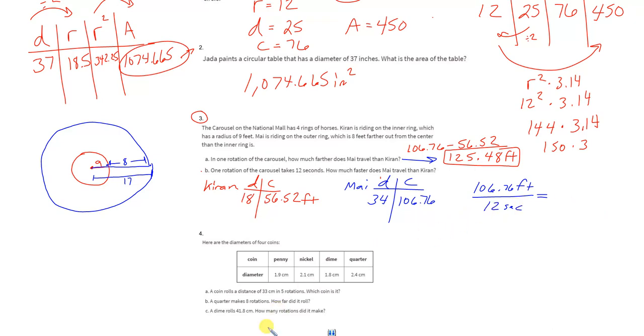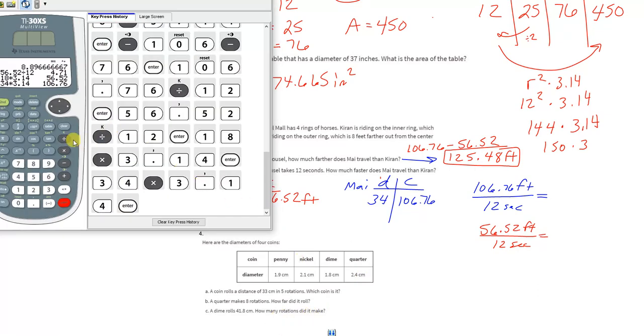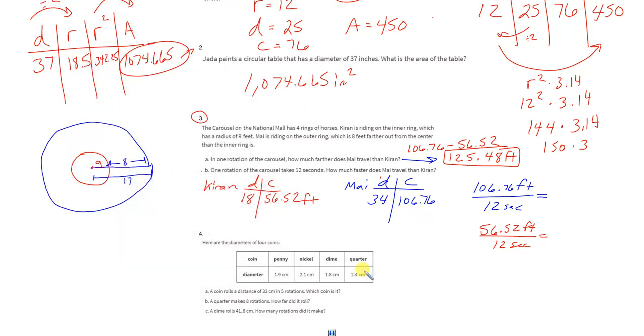And then likewise, Kieran, who's going around at 56.52 feet per 12 seconds, their speed can be found by dividing those two numbers. So we just have to do some division. I believe we already have May's 106 number in, so we're going to divide it by 12, and that will tell us her speed. So May's going about 8.9 feet per second.